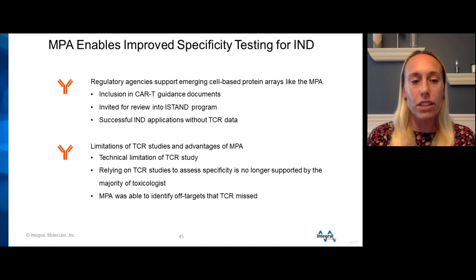We also discussed limitations of TCR studies and the advantages of the MPA. There are numerous technical limitations of the TCR study, and relying on TCR studies to assess specificity is really no longer supported by the majority of toxicologists. And then we looked at some case studies where the MPA was able to identify off-targets that the TCR missed.